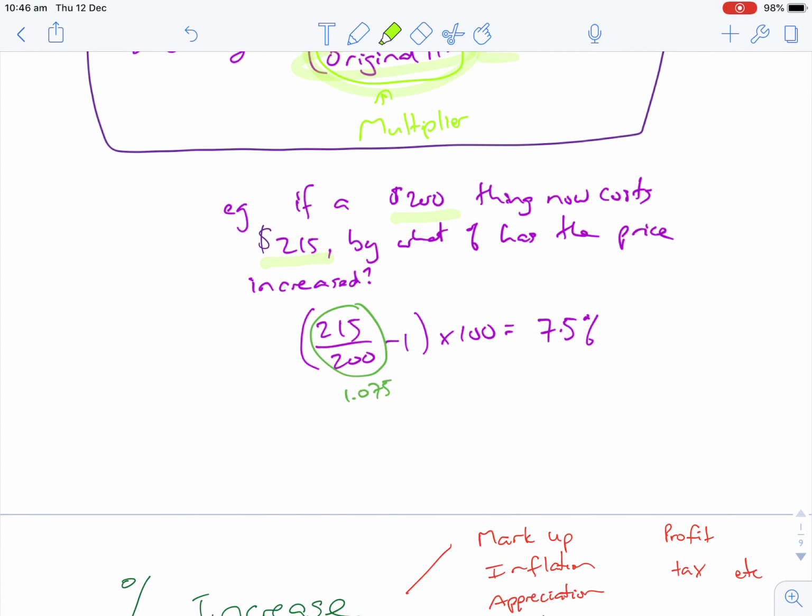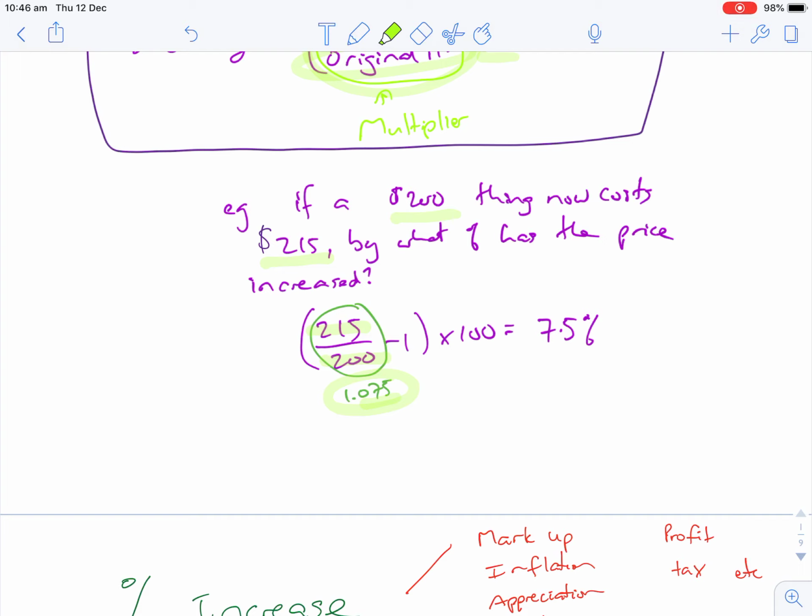So for example here, if I had that $200 thing which now became $215 worth, I would put the new price, so the $215, on the top of my fraction. I'd put the starting price or original price of 200 on the bottom of the fraction. That on its own would be a multiplier, and that would give me a multiplier of 1.075. And hopefully what you'll remember is that every time we have a 1 in a multiplier, timesing something by 1 would keep the same amount. And so the 1 shows me that I've still got my original amount, and then the extra 0.075 tells me that I've increased my price by 0.075.